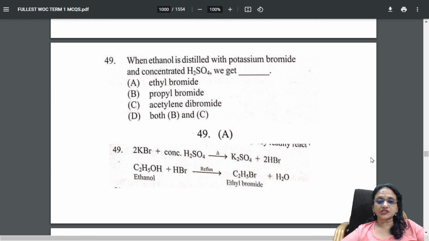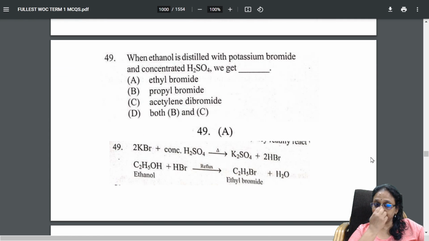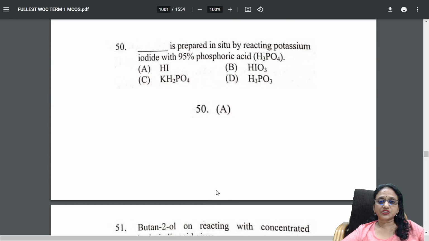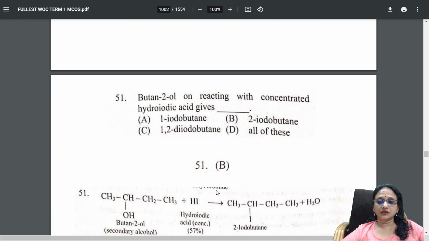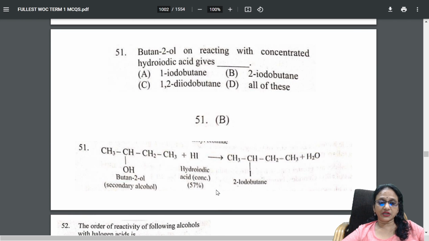This is a question based on the addition of concentrated sulfuric acid, meaning how the nucleophilic substitution is happening. They have not given it directly; they have given it in this way: ethanol plus HBr distilled with potassium bromide. So nothing to get confused. One more question, phosphoric acid. Wherever an explanation is required, I have given you the clue and the option here.